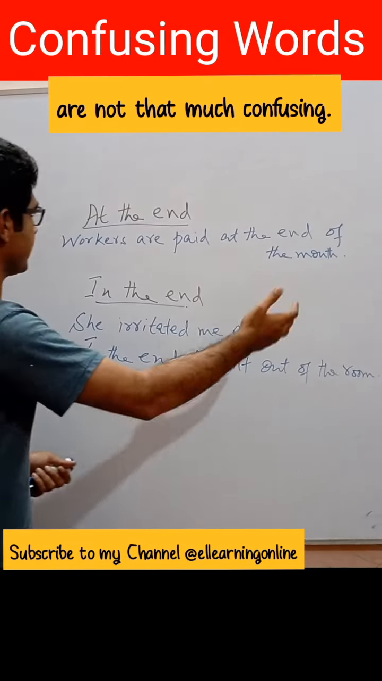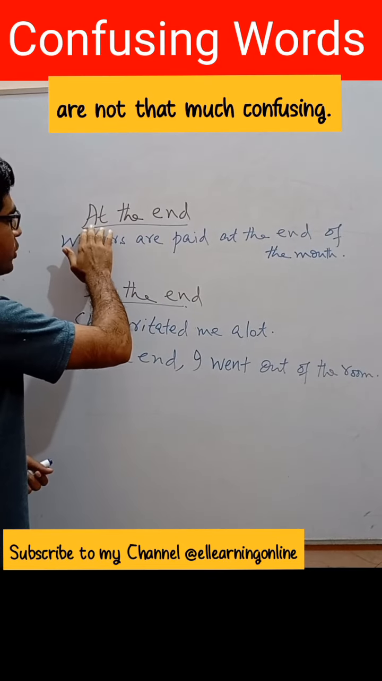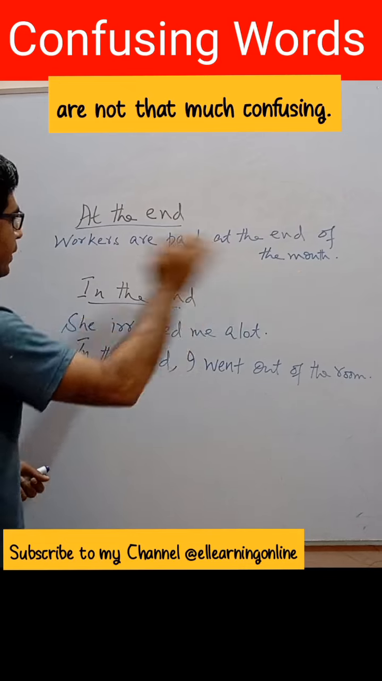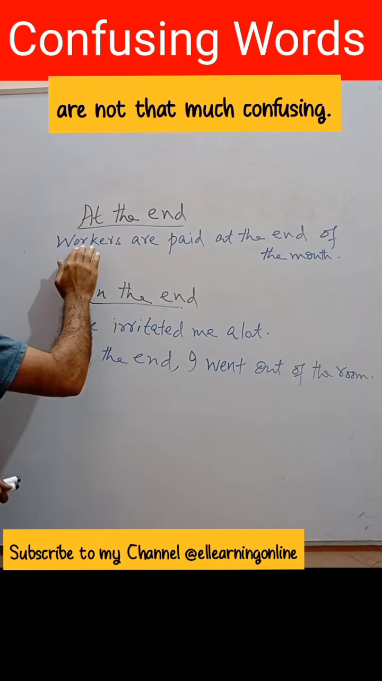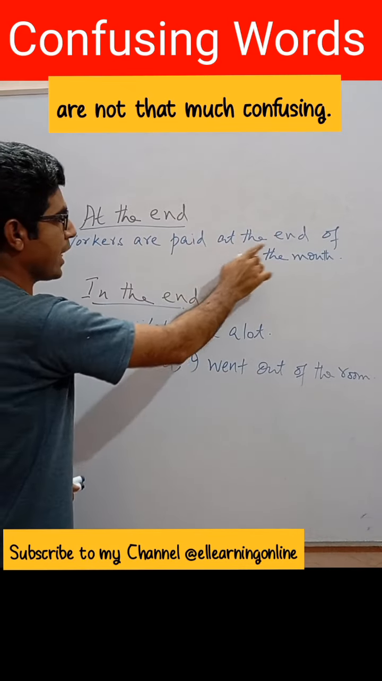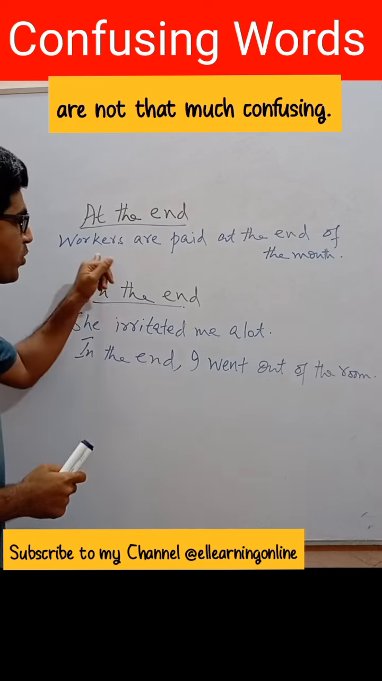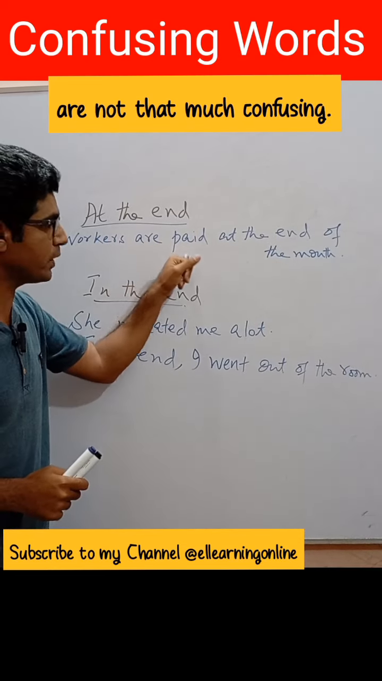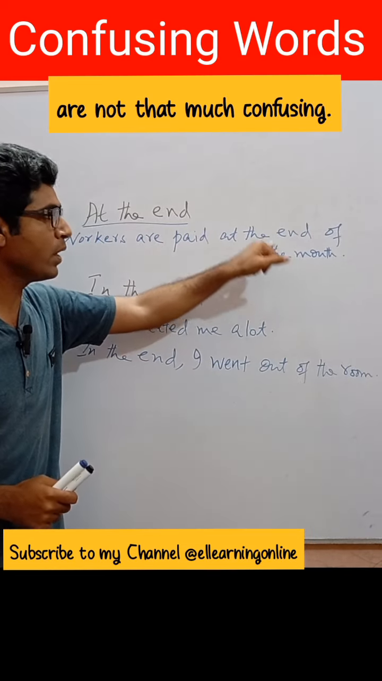तो मतलब जब भी कोई चीज़ खत्म हो उसके इख्तिताम पे you say at the end. उसके आखिर पे. For example, workers are paid at the end of the month. जो वर्कर्स हैं जो काम करने वाले हैं उनको उजरत दी जाती है महीने के आखिर में.